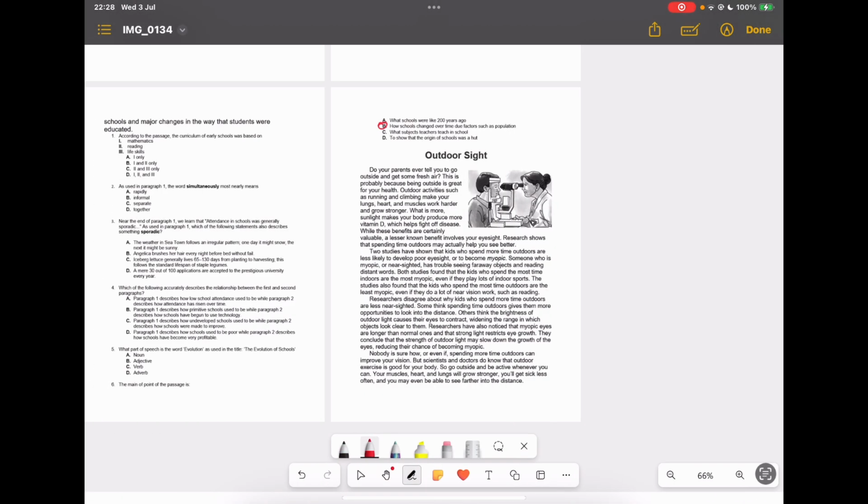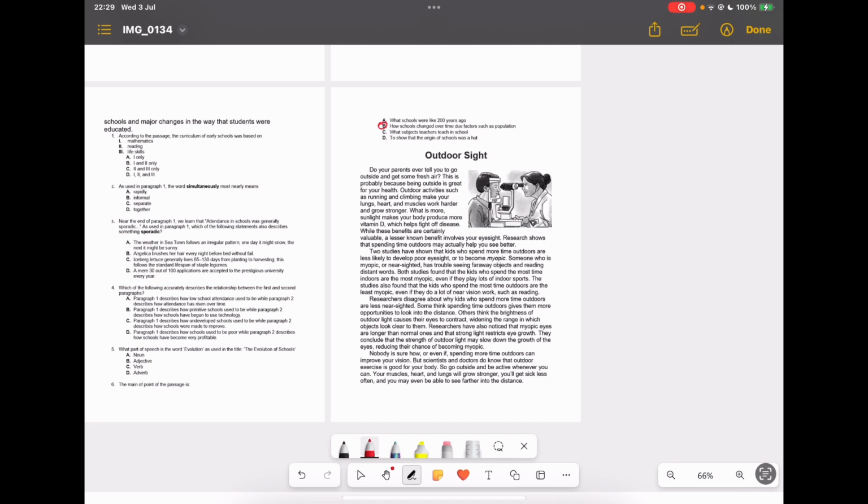Okay. Do your parents ever tell you to go outside and get some fresh air? This is probably because being outside is great for your health. Outdoor activities such as running and climbing make your lungs, heart, and muscles work harder and grow stronger. What is more, sunlight makes your body produce more vitamin D, which helps fight off disease. While these benefits are certainly valuable, a lesser known benefit involves your eyesight. Research shows that spending time outdoors may actually help you see better.